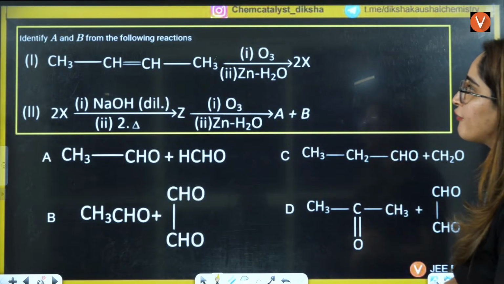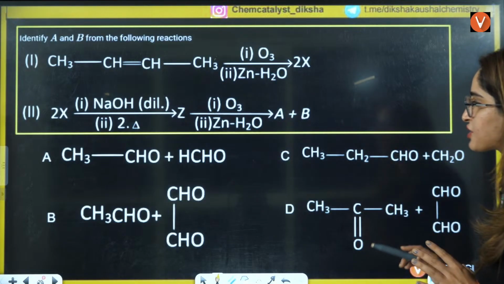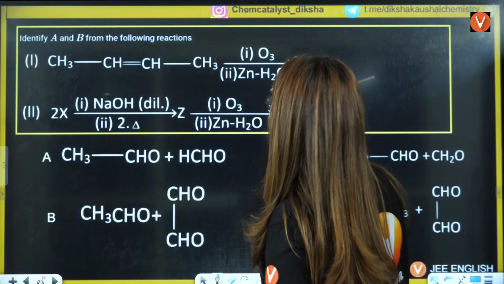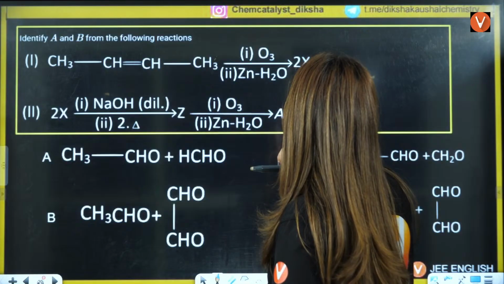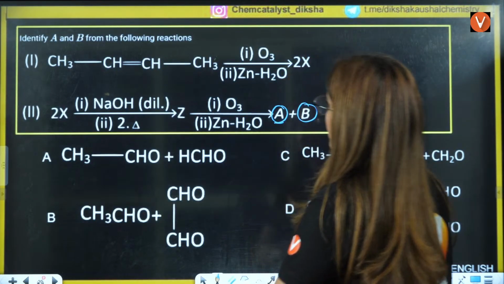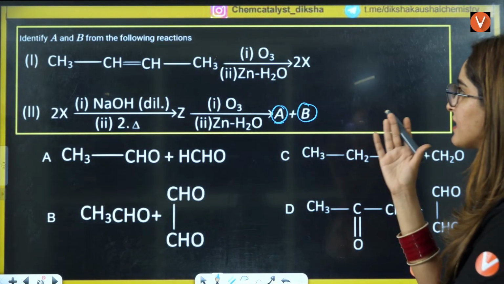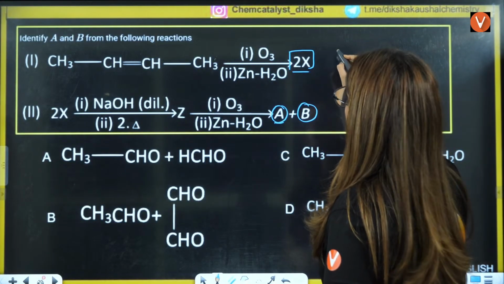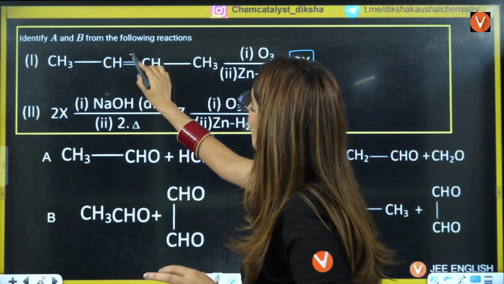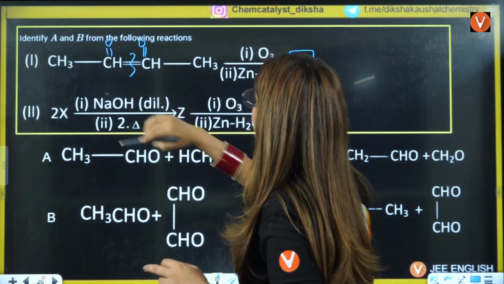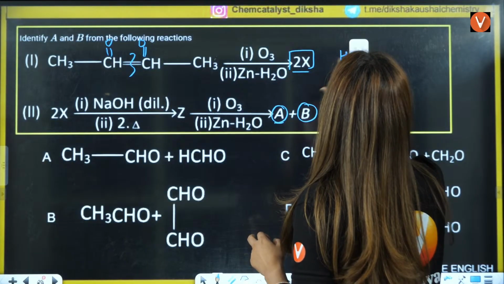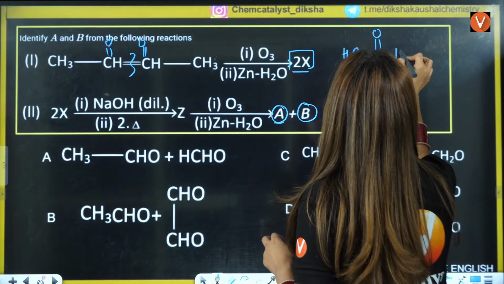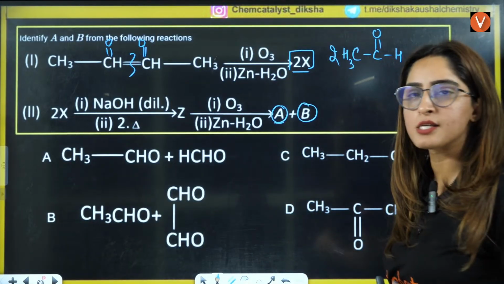Next question is identify A and B in the following reaction. So this reaction is given to you. They have asked you to identify A and B here. This is A and this is B. Now they are saying that you have CH3, CH, double bond, CH. After ozonolysis, you have 2X. We know that ozonolysis means this bond will break. You will have double bond O here. That means it will be CH3, C, double bond O and H. Two amounts of this are formed.